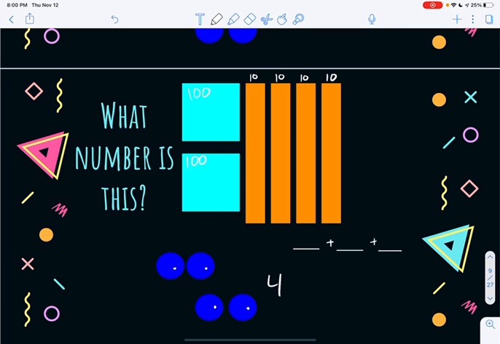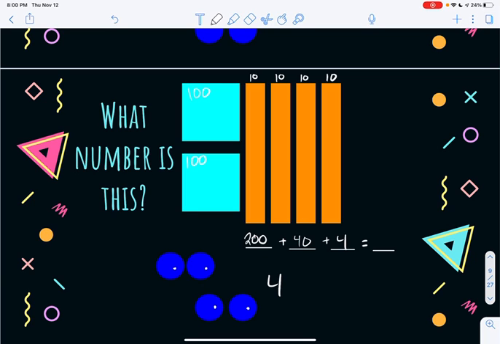We get 200. What happens when we add 4 tens together? We get 40. 4 tens is equal to 40. What happens when we add 4 ones together? We get 4. So what is 200 plus 40?